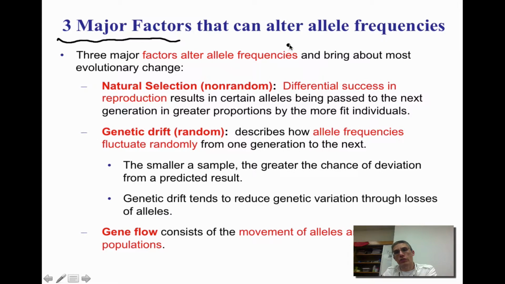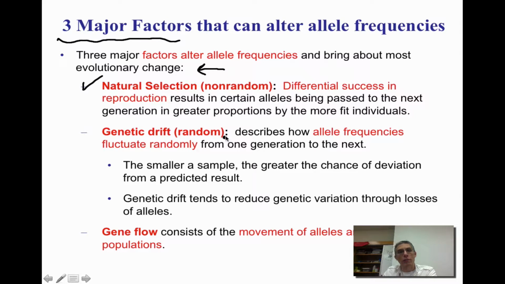population. Now, there's going to be 3 major factors that actually can alter those allele frequencies that we looked at in the previous screen. And the 3 major factors that are going to alter these are going to bring about the most evolutionary change within a population. One of those, of course, is going to be natural selection, and they consider this a non-random type of factor. So remember that natural selection represents differential success in reproduction.